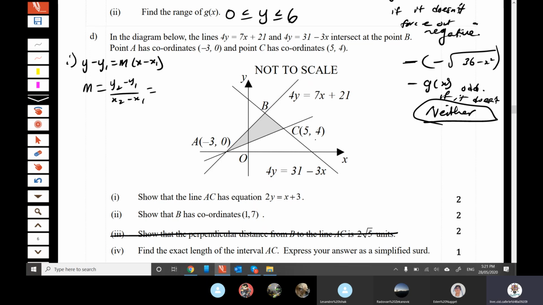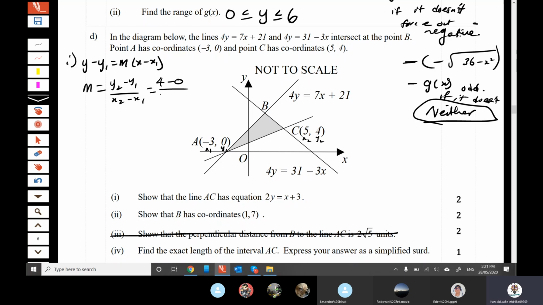So y2, x2, y1, x1. So there's a lot of ways of finding gradients. You guys got to get comfortable with that. The most important one you want to remember is differentiation, because that's what's going to take you on to year 12.